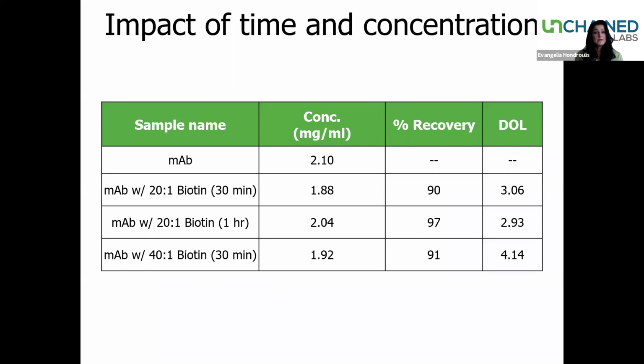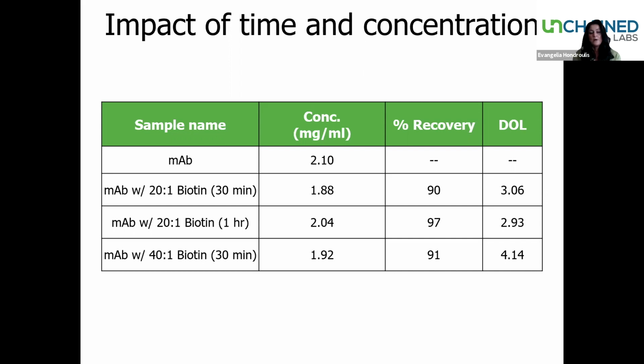Now we performed the same exact experiments we did with the Fitzy with the Biotin. We used the incubation time and the molar ratio as our variables. Here we use the UV-Vis to measure the antibody concentration. We got a value of 2.10. When we added Biotin at a 20-to-1 ratio, incubated for 30 minutes, we noticed again a decrease in concentration, giving us a percent recovery of 90%. Now we're seeing a degree of labeling of 3.06. For the Biotin experiments, our target range was 3 to 5 for degree of labeling. This 3.06 is right in our range.